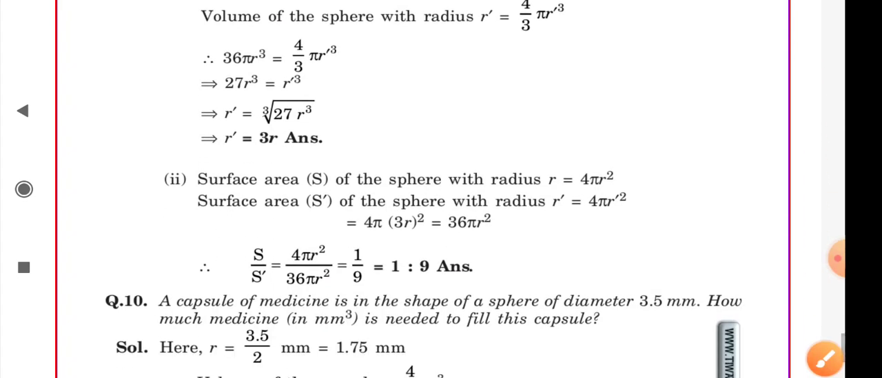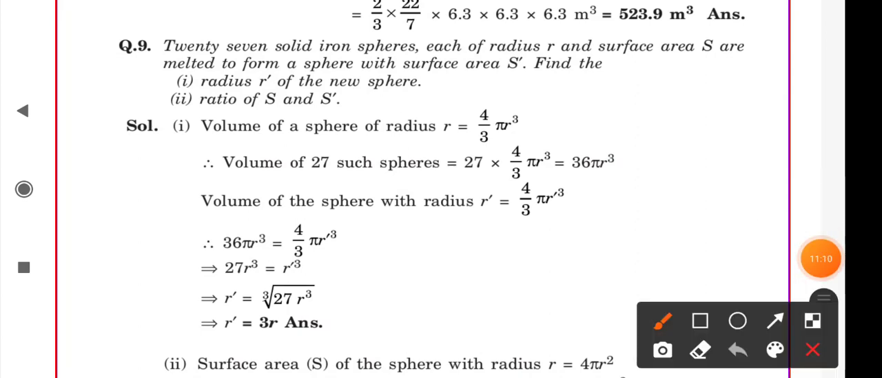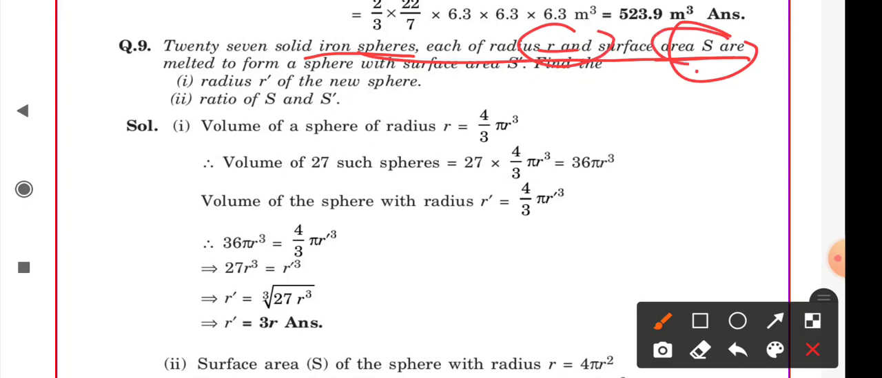Now see the next question. In the next question, it is given that there is an iron sphere of radius r, and the surface area is s. Okay, this is for only the first. The radius is given, the surface area is given. It is melted and forms a sphere with the new surface area s dash. Find the radius of the new sphere.